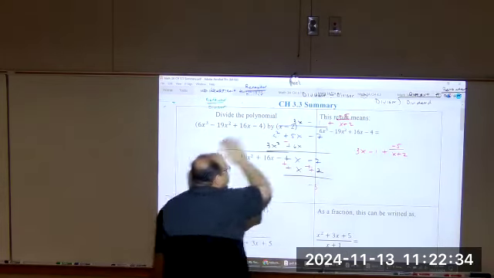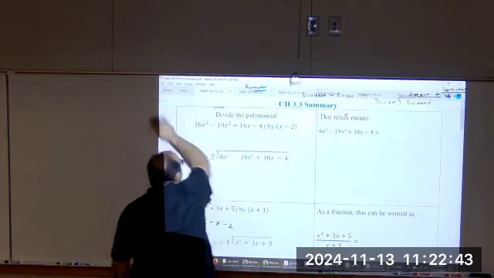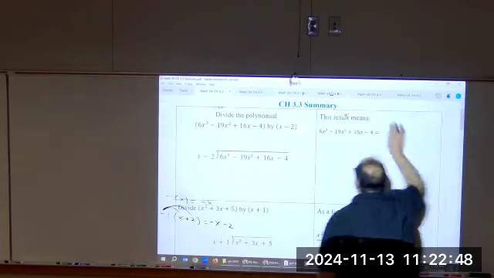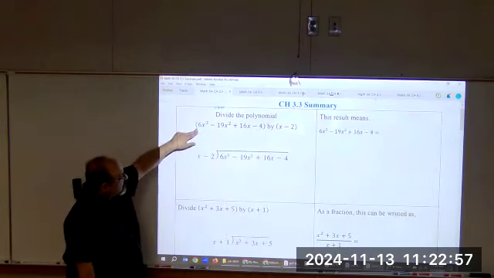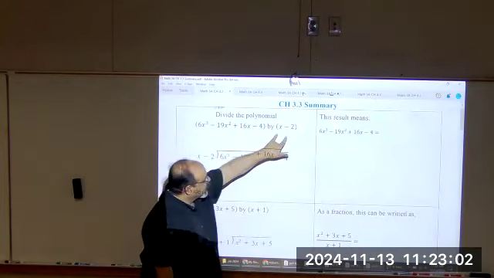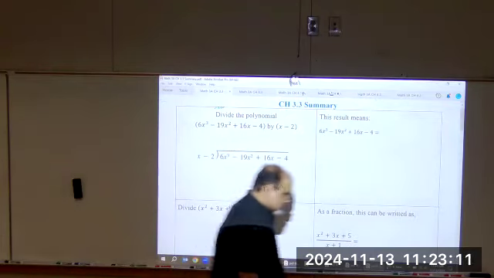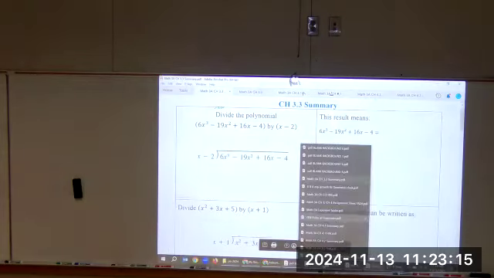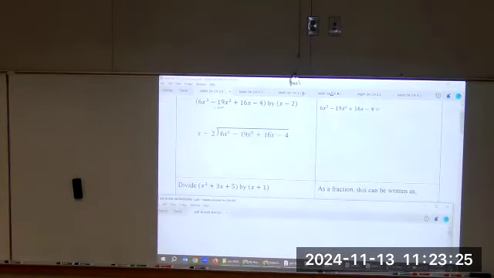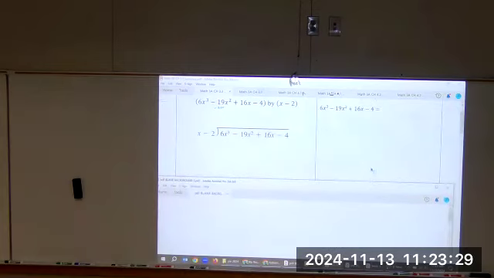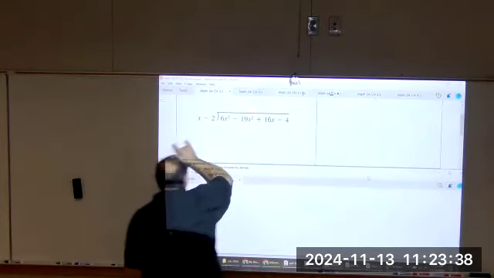This one has a little more teeth on it. Six x to the third minus 19x squared plus 16x minus 4 divided by x minus 2. Okay. So rewrite it, long division. The divisor's out here. The dividend is in here.